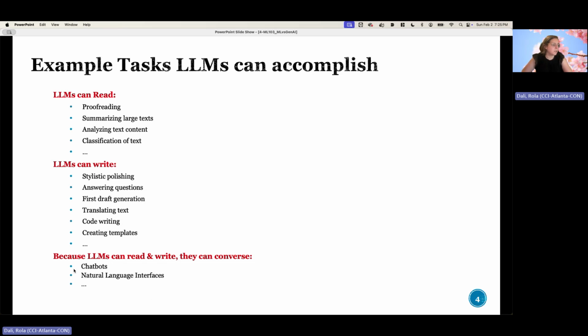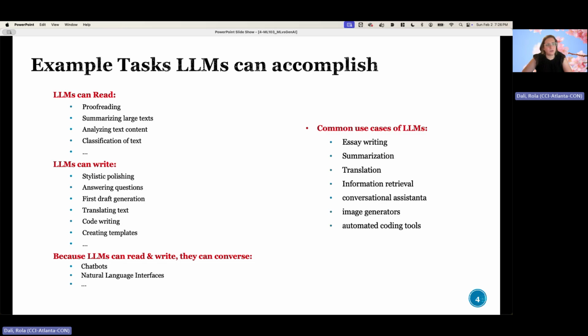But we see a lot of chatbots, a lot of natural language layers on top of knowledge bases. Some of the common uses we see are essay writing, summarization, translation, information retrieval, conversation assistance, image generators, coding tools. There has been a proliferation of use cases for LLMs.